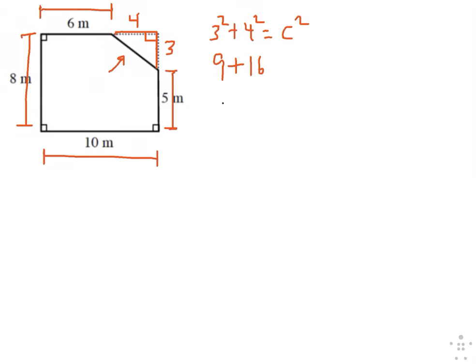So we have 3 squared plus 4 squared equals c squared. 9 plus 16 equals c squared. 25 equals c squared. So c equals 5, right? The square root of 25. So this is 5, right?